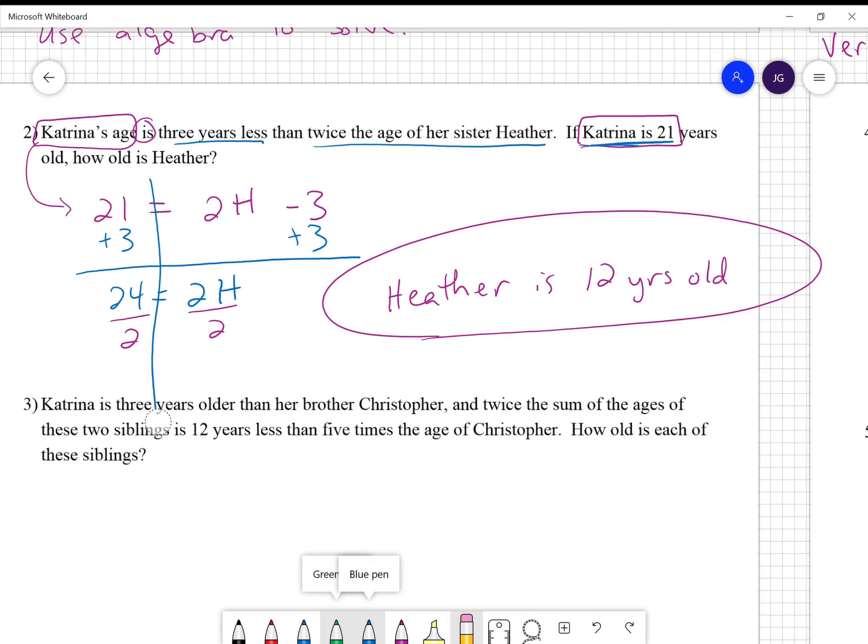Okay, next one. Katrina is 3 years older than her brother, Christopher, and twice the sum of the ages of these two siblings is 12 years less than 5 times the age of Christopher. Whew, that's a lot of information. How old is each of them? Okay, this is different than the last one because I don't know Katrina or Christopher. So I need to set up variables for Katrina and Christopher. One of those is plain old X.